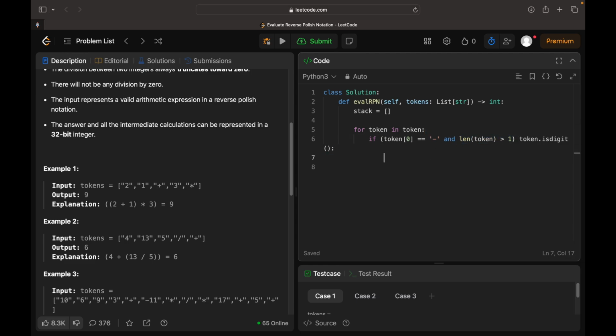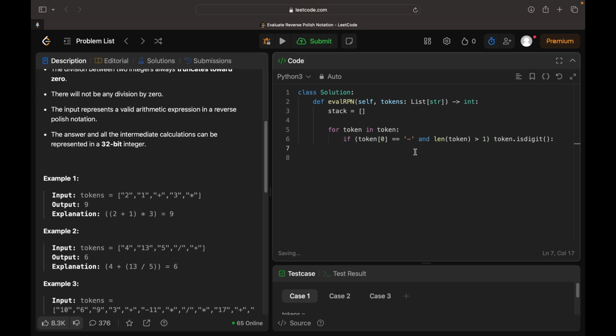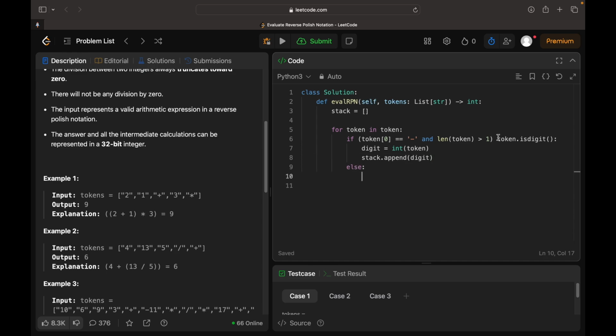And yeah, once we do that, we have found out the digit. So we'll just have digit is equal to int of token, and then I'll append to this stack. So I have stack.append digit. Cool. Now, if this token is not a digit, and by the way, here we need to put or, because token is digit, or if this is the case, that means it is either positive or a negative number. That means it is a number.